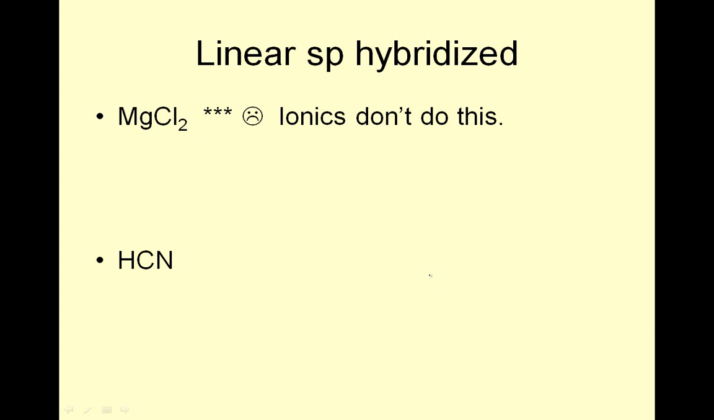Linear is sp hybridized. Ionics don't do Lewis dot structures anyway. Mg has 2 single electrons, chlorine has 7. Connect the dots. Okay. So this is linear, and this is sp hybridization.